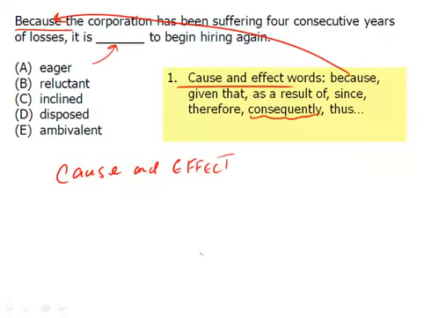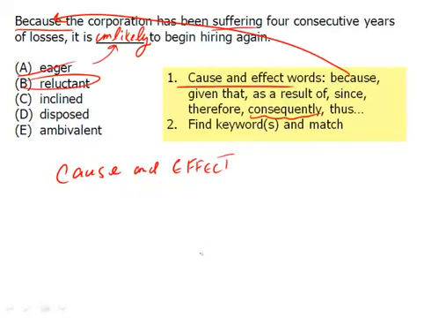So as a result of the company doing bad, I'm just kind of breaking down the sentence here, looking for the keywords. It has been suffering. It is blank to begin hiring again. Well, it is unlikely that it will begin hiring again. So we can get rid of words like eager. Reluctant. If you're reluctant, you're not really willing to do something, so that works pretty well. Inclined is the opposite. Disposed is actually a synonym here for inclined, so we can get rid of both of them.